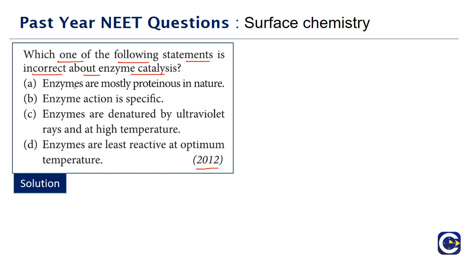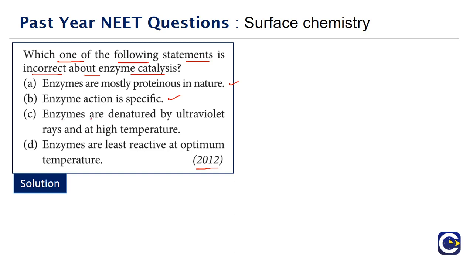Option A is saying that enzymes are mostly proteinous in nature. So most of these enzymes are actually proteins in nature, so that is a correct statement. Option B is saying that enzyme action is specific. So enzyme activity is very specific in nature. For a particular biochemical reaction, only very selective enzymes can be used. It is largely attributed to the shape of the enzyme molecule.